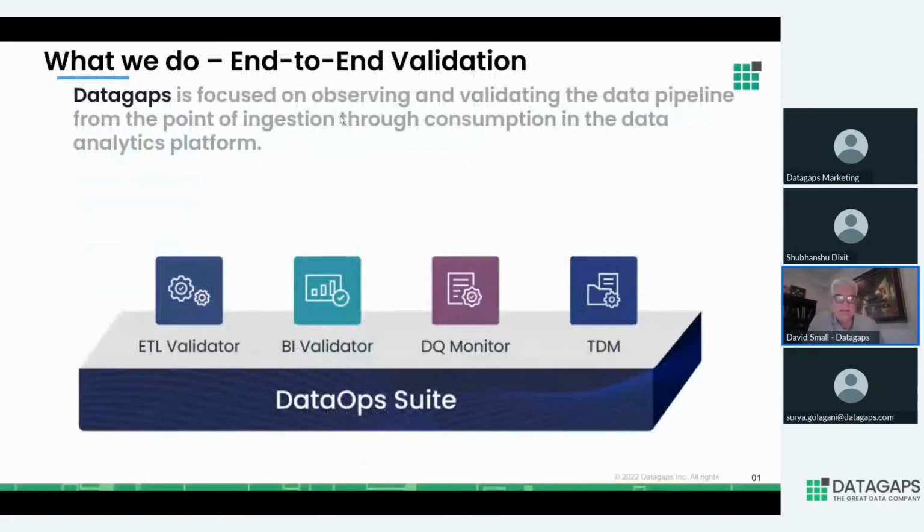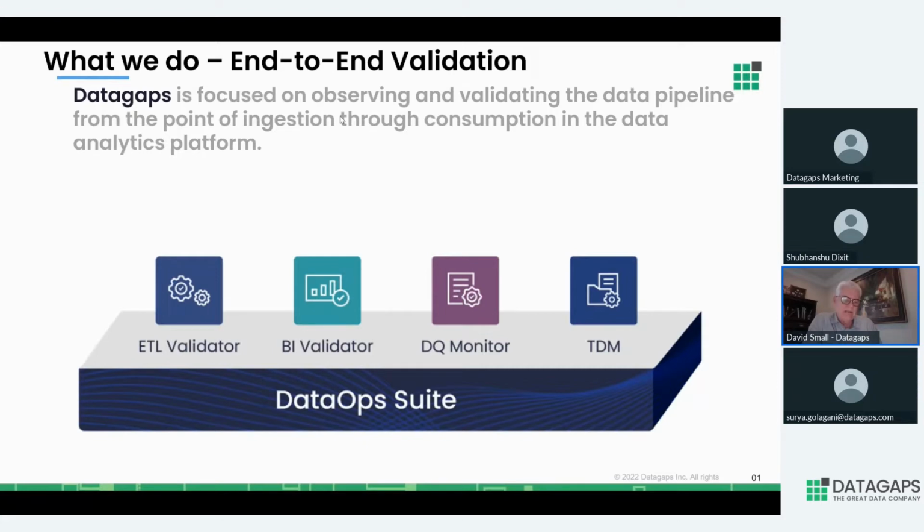So a little bit about Datagaps, what we do, we're all about that end-to-end testing. So we focus on observing and validating the data pipeline from the point of ingestion through to consumption in the data analytics platform. We believe that Gen AI and AI in general can really augment and give you a lot of flexibility and capability in doing your data pipeline testing. So we're embedding things into the ETL Validator, as I said, so it can generate your ETL, your transformation rules based upon the mapping documents.